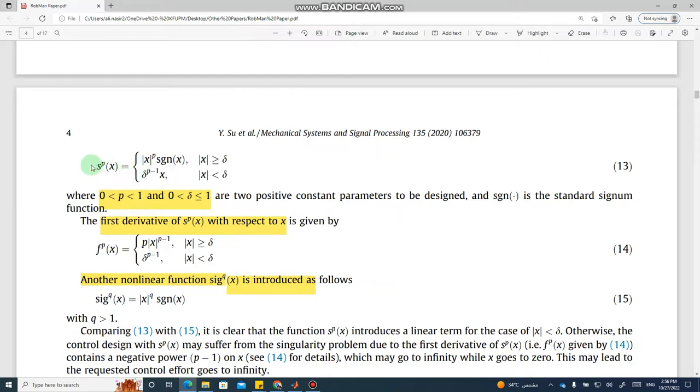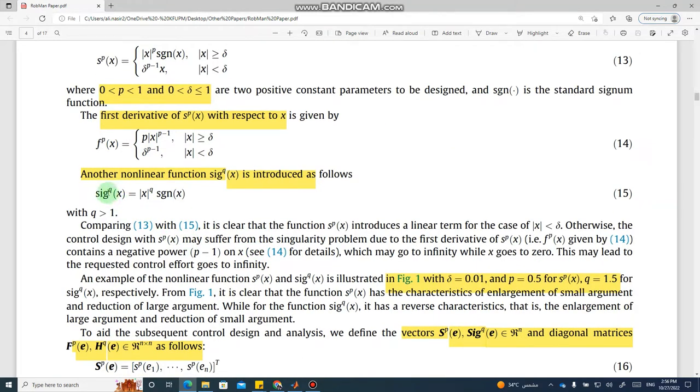This is the sp function. Sp of x is equal to magnitude of x raised to the power p times sign of x, where magnitude of x is greater than or equal to some number delta, and sp is equal to delta to the power p minus 1 times x when x magnitude is less than delta. And similarly, this is the fp function, which is equal to p times magnitude of x raised to the power p minus 1 whenever magnitude of x is greater than or equal to delta, and it is equal to delta raised to the power p minus 1 whenever x magnitude is less than delta.